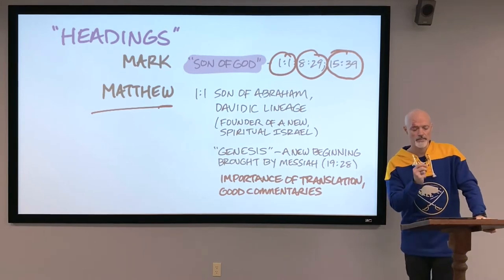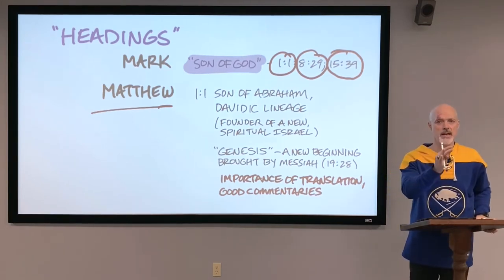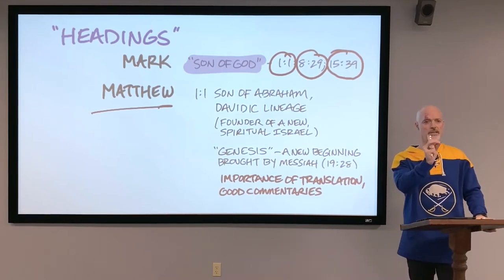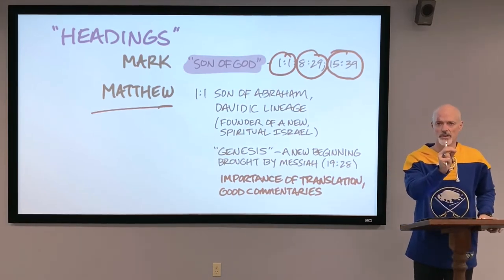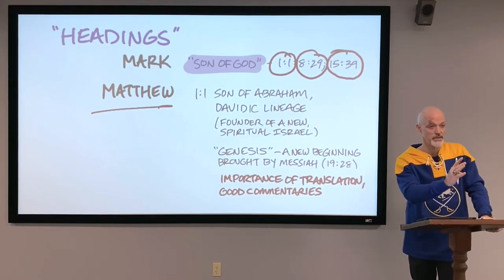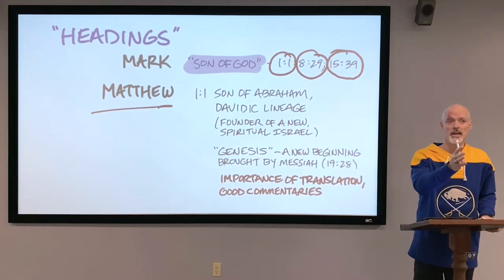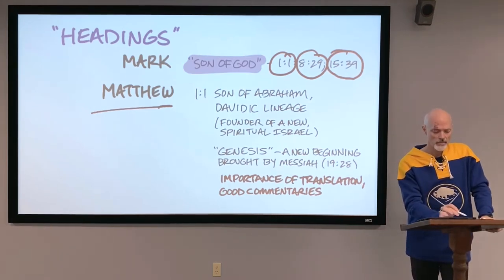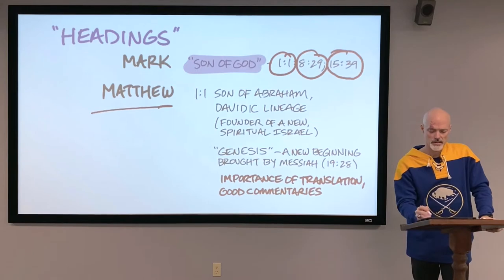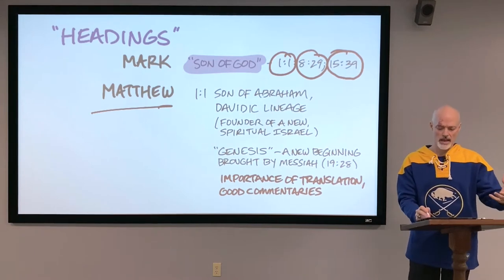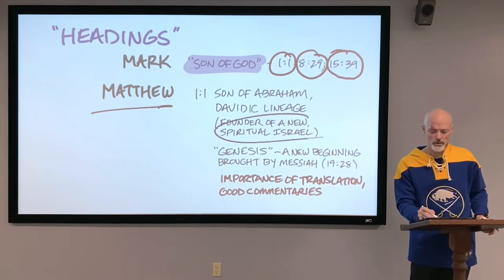The heading in Matthew, if you want to call this, he just begins in verse 1 with Jesus' Davidic lineage. And so Matthew is very concerned about showing that Jesus Christ is the Son of David, the King, who will reign on David's throne. And Matthew presents Jesus as the fulfillment of the hopes of Israel, and that he's the founder of a new Israel.